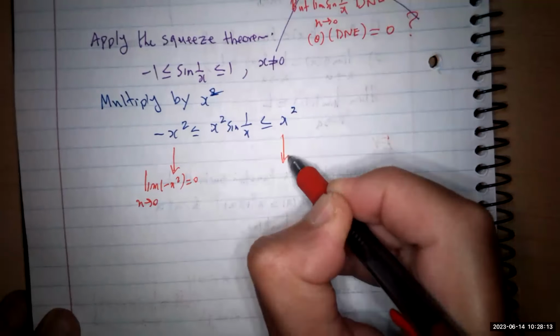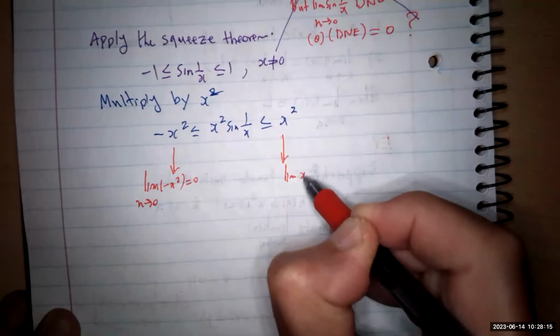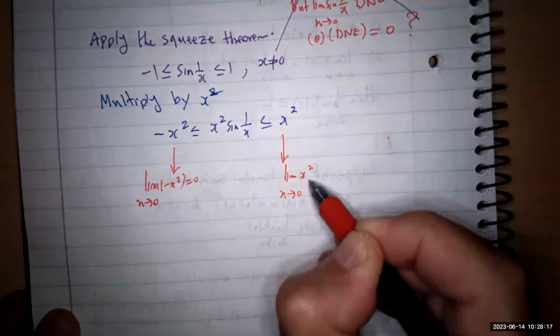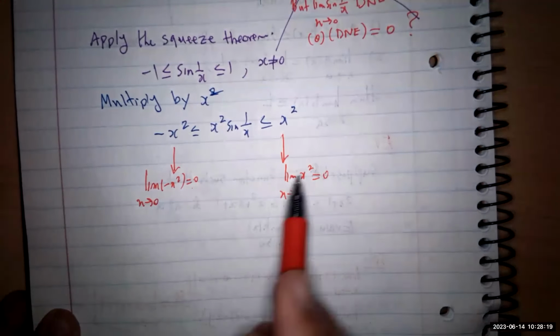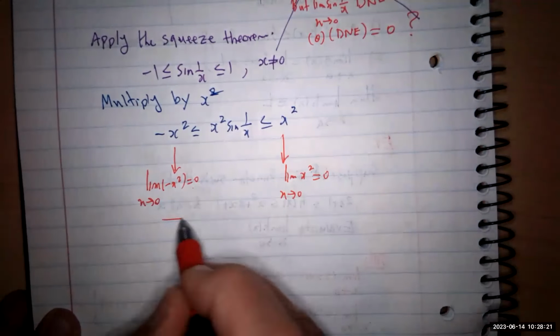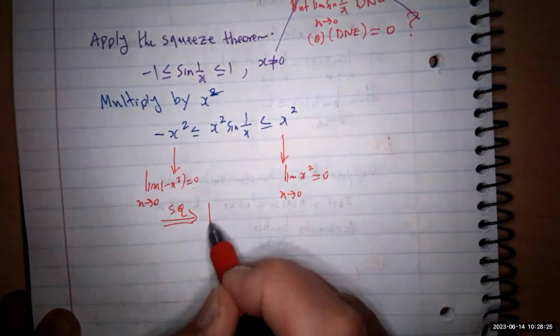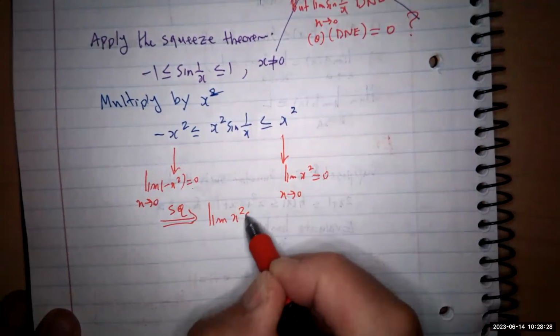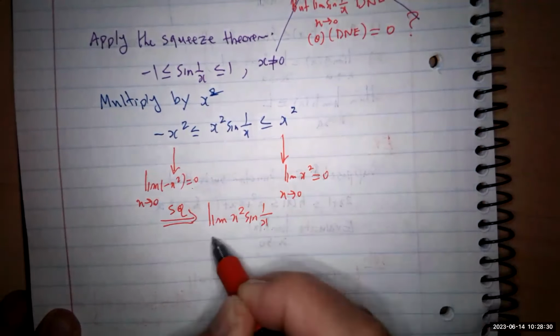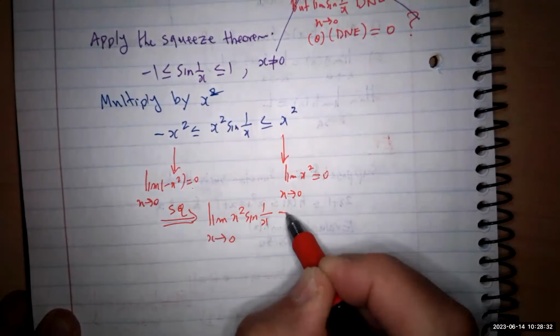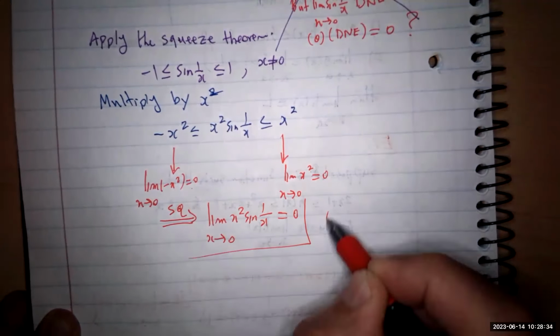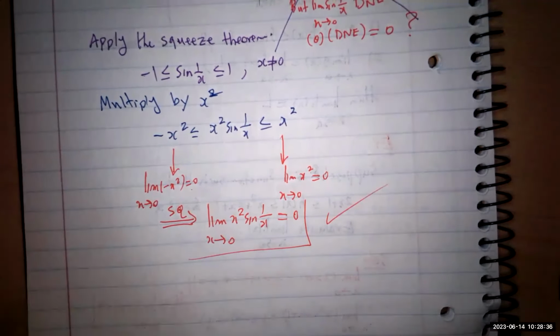You find the limit of this part, x squared, as x goes to 0, that gives you 0. 0 and 0. By the squeeze theorem, remember, the limit of the middle one is also equal to 0. And you are done. The best proof, or the shortest proof, of these famous problems.